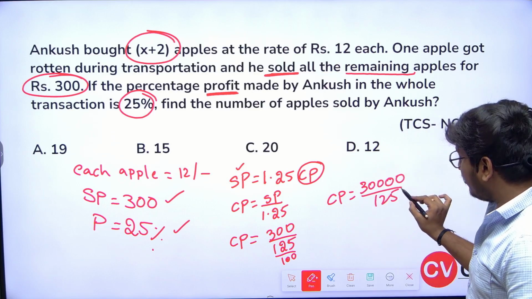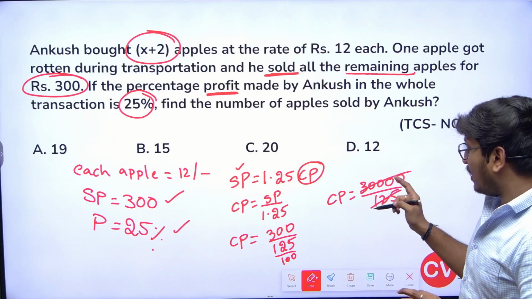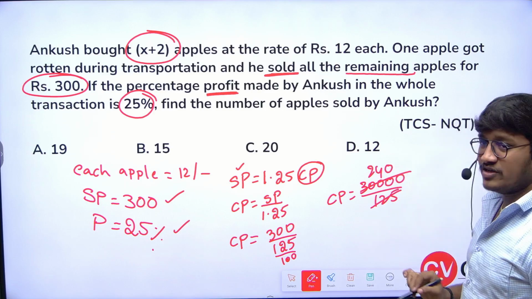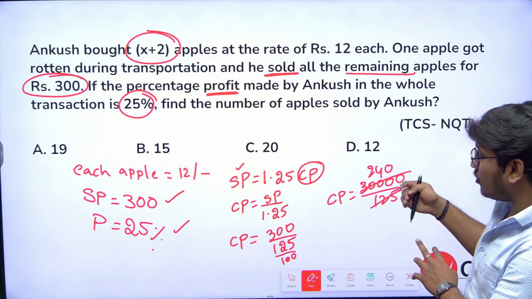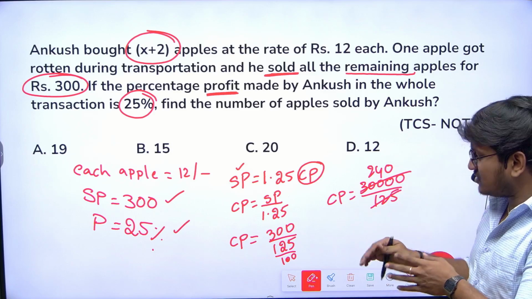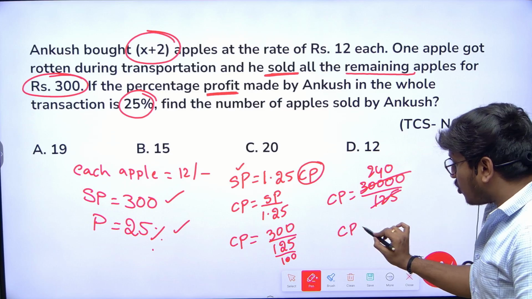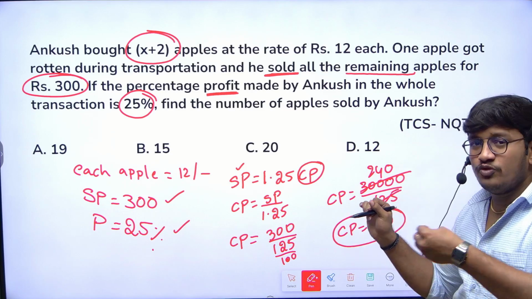So 125 8 times is 1000. So 125 24 times is 3000, and we have 0 here. So just normal calculations. If you are not aware of the shortcut for the calculations, you can do it in a normal way. That's not an issue. But here we are getting the cost price of the apples. Cost price means the price at which we bought the apples.